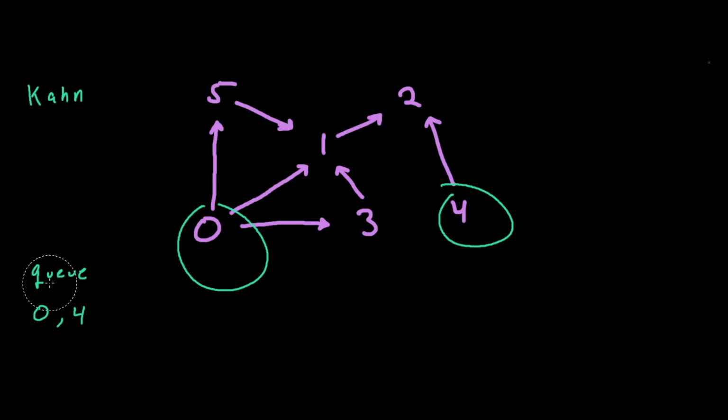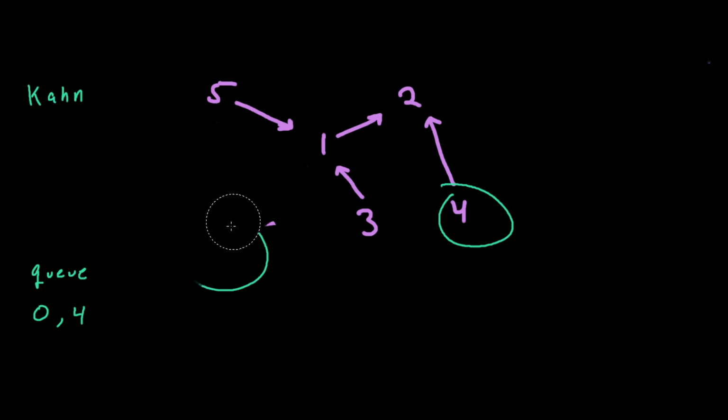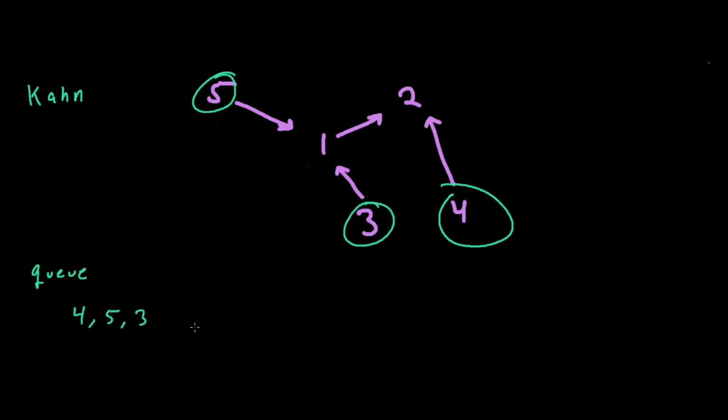And we say, whatever node that's next in the queue, we are going to remove it from the graph. So we're going to say, wipe this one away, as well as all of its edges. So we got rid of the 0, and we got rid of the 4. Now that we've gotten rid of this, add all of the nodes that have no incoming edges to the queue. So 5 and 3, and continue this process until we have no nodes left.